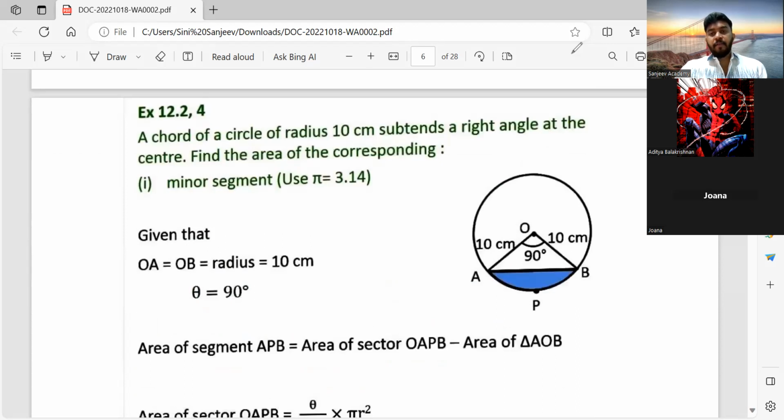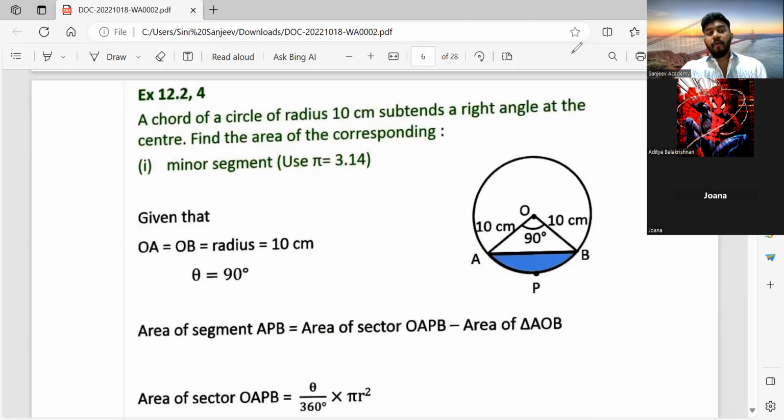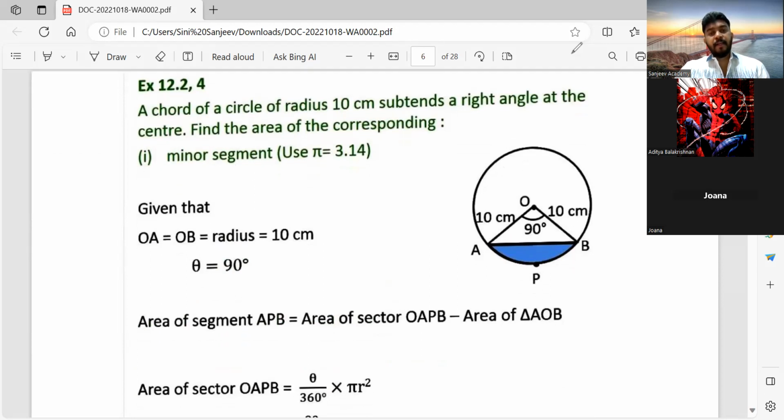Now, let's see this kind of question. Correct? A chord of a circle of radius 10 centimeter subtends a right angle at the center. Find the area of the corresponding minor segment. Yes, so the figure is there, everything is there. That blue shaded thing I have to find, the minor segment. So how do I get the minor segment value?